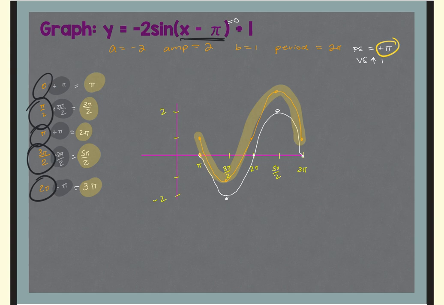Make sure you know what those are before you draw your axis, because that first key point has to be to the right of the y-axis. It's not starting at the y-axis. So you're starting at pi. Normally you'd go up from there to 2, but because it's negative, we go down to -2, back up to 0, up to +2, and then back down to 0. And then it's a vertical shift up 1, so all those points get shifted up 1.